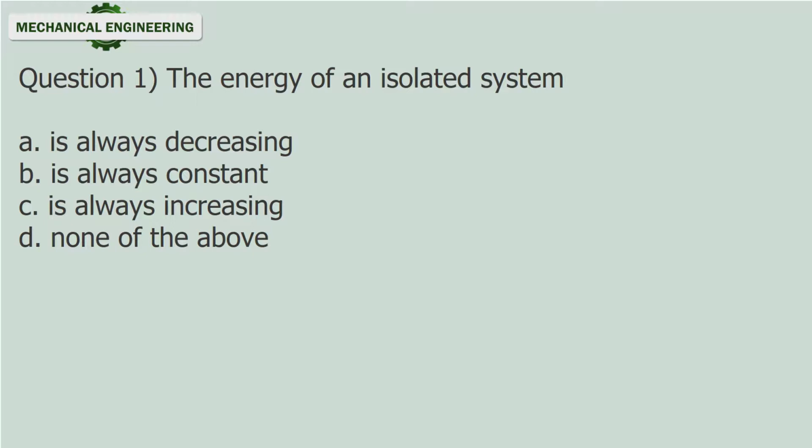Question 1. The energy of an isolated system. A. Is always decreasing. B. Is always constant. C. Is always increasing. D. None of the above.